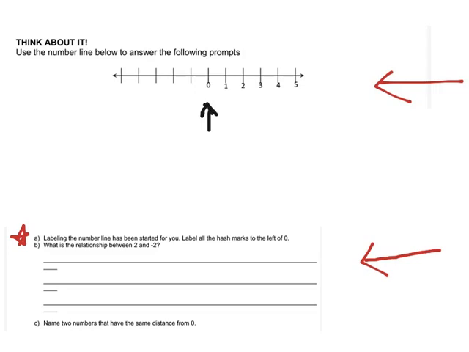And then the second thing I'm going to look at is what kind of numbers I already have on my number line. So I have the numbers 0 through 5. And I can see that all of my numbers on the right side of 0 are positive numbers.